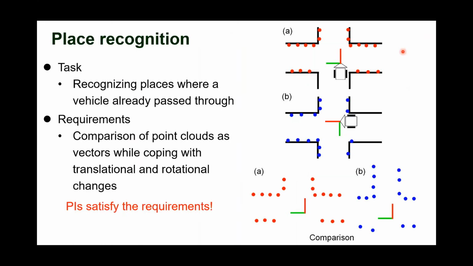In place recognition, we need to recognize the places where a vehicle has already passed through. To recognize the places, the sensor measurements are compared. However, we need to consider translational and rotational changes of the sensor measurement as shown in the figure. If we use the persistence image, we can create fixed size vectors from different size point clouds, and it is translational and rotational invariant. Hence, we can easily compare the sensor measurements via the persistence image.